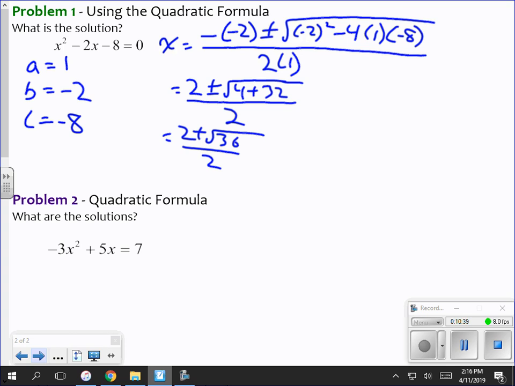depending upon the problem, you can stop right here. The question is, is my square root a perfect square root? Can I take the square root of 36 without pulling out a calculator? Yeah, what's the square root of 36? 6, right? So that means I have 2 plus or minus 6 over 2.